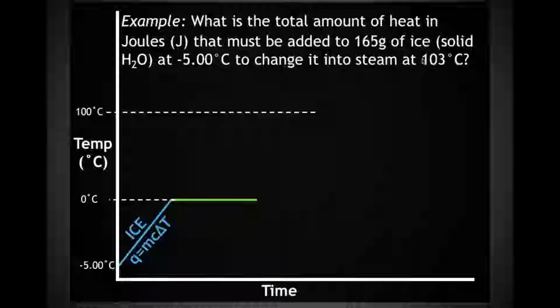And basically the whole goal of this, if you'll read this, is: what is the total amount of heat in joules that must be added to this much ice for it to turn to steam, okay? So our whole goal is we're going to add heat until it reaches steam at 103 Celsius. And what we're doing is we're just going to find the joules here, joules here, joules here, joules here, joules here, and we're going to just add them all up.